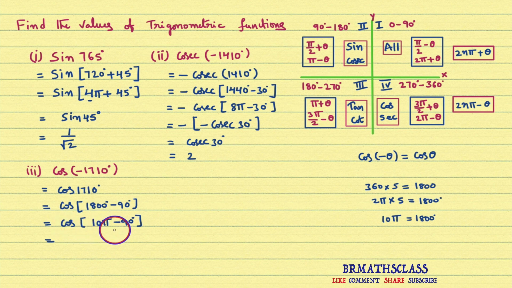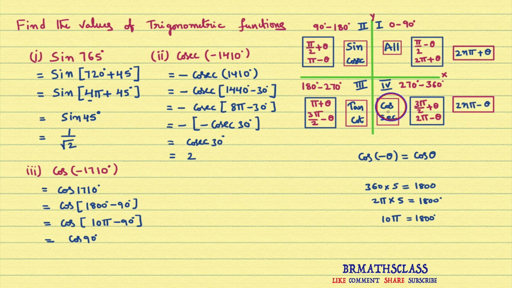When you see pi by 2 here, then the things will change. Okay, here 10 pi is there, so the function remains the same. This will be cos 90 degrees. Now look here, even number into pi minus theta. Even number into pi minus theta lies in which quadrant? Look here, even number into pi minus theta lies in the fourth quadrant.